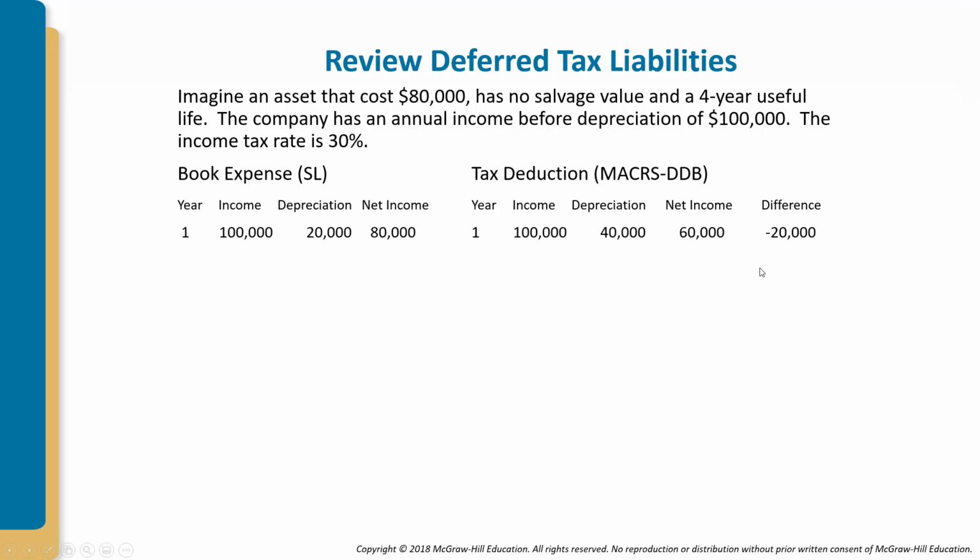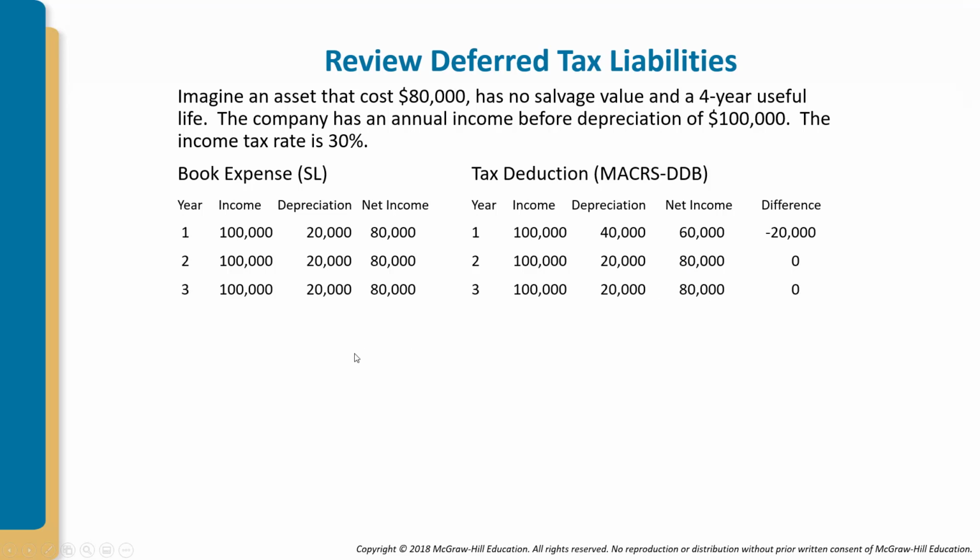All right, now let's look at the next year. Year two, because we're assuming every year the company has $100,000. So in the next year, depreciation for GAAP, $20,000 again. But for MACRS, we started out with 80, we took $40,000 depreciation. That leaves us with a tax book value, if you will, of $40,000. Half of $40,000 is $20,000, right? 25% times 2, so $20,000 in depreciation, gives us net income of $80,000. And in year two, there's no difference.